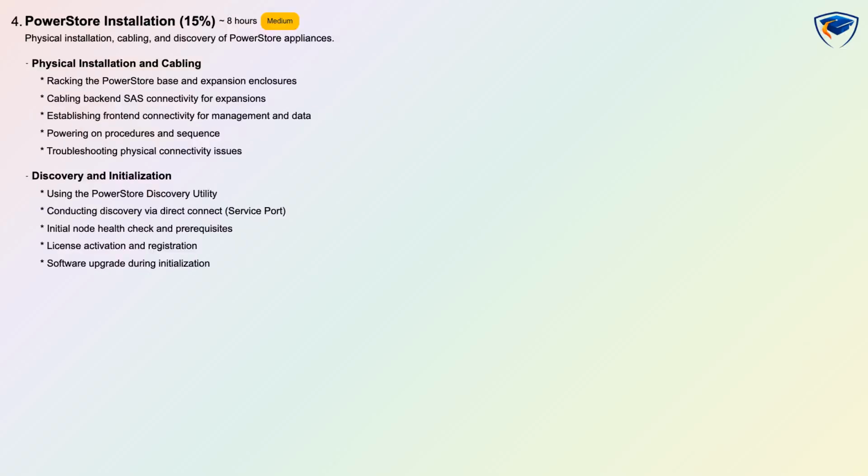PowerStore installation is 15% of the exam, rated medium, with an estimated learning time of 8 hours and assessed by hands-on plus conceptual tasks. You will practice physical installation tasks such as racking the base and expansion enclosures, cabling backend SAS for expansions, establishing front-end connectivity for management and data, and following proper power-on procedures and sequencing.